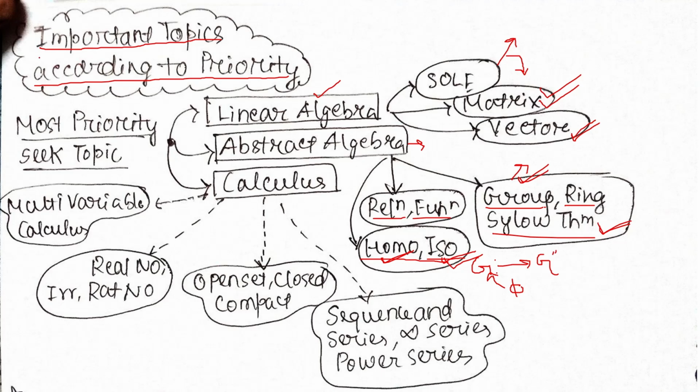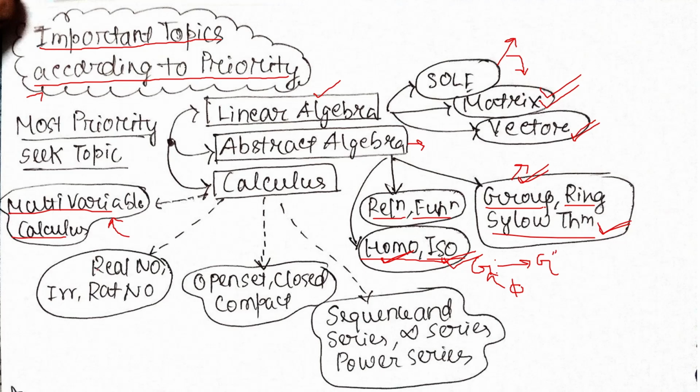Now calculus, which involves multivariable calculus. Multivariable calculus involves the gradient. Vector calculus is also part of multivariable calculus. So it involves mainly gradient and curl.